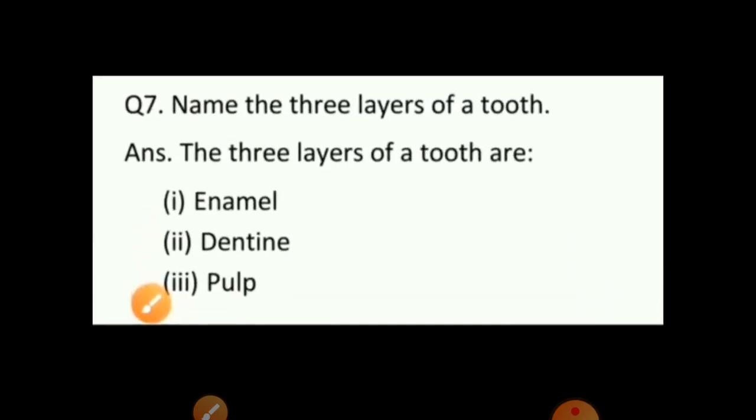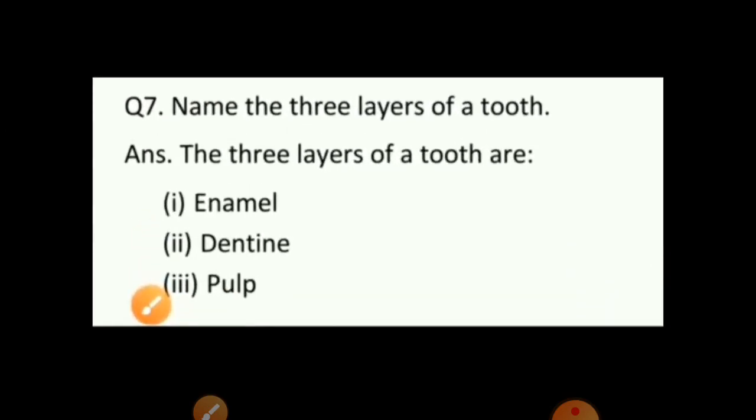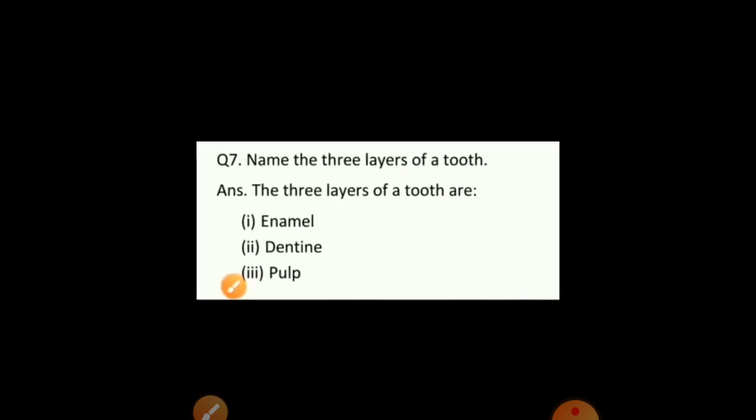Now seventh question, name the 3 layers of a tooth. The 3 layers of a tooth are enamel, dentine, pulp. So students, these are the question answers and book exercise of lesson number 2.